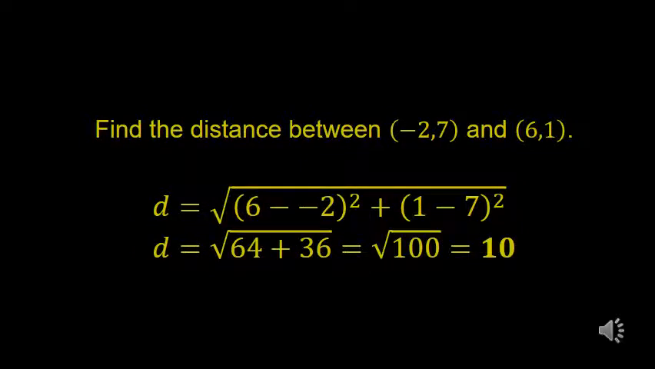Here I'm just working that out. When I take 6 minus negative 2, I get 8. 8 squared is 64. 1 minus 7 would be negative 6. You square that and you get 36. If you add those up, we've got 100, and the square root of 100 is 10. So the distance between these 2 points would be 10.